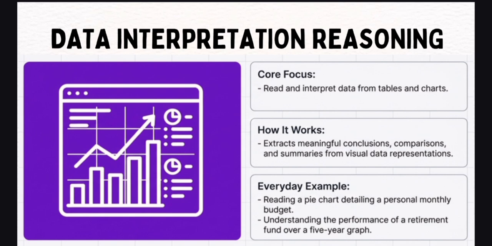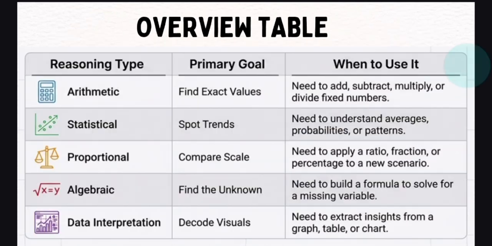So these are the 5 major types of quantitative reasoning which can be used in our daily lives to solve problems. So now here we can see an overview table of the 5 types.